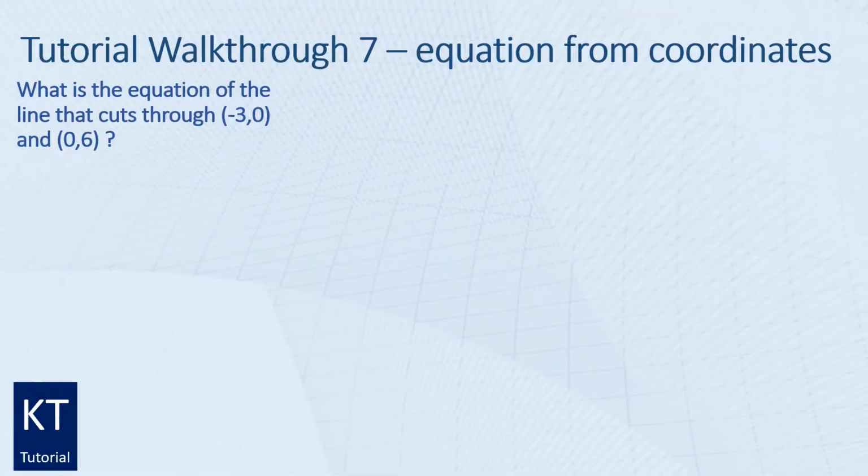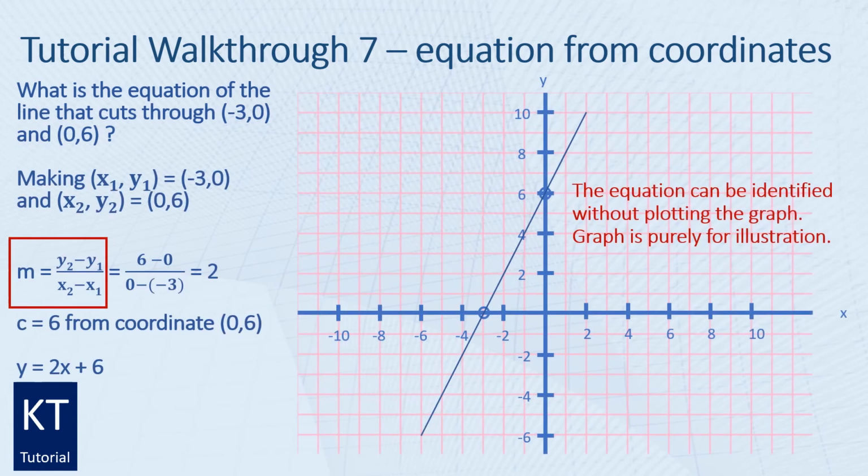Tutorial walkthrough 7. What is the equation of the line that cuts through the coordinates minus 3, 0 and 0, 6? By making x1, y1 equal to the first coordinate and x2, y2 equal to the second, m can be deciphered by the difference in the y values of the two coordinates divided by the difference in the x values of the two coordinates. By doing the math, this comes to 2. Separately, c can be deciphered as 6 from the given coordinates 0, 6. Therefore, y is equal to 2x plus 6.